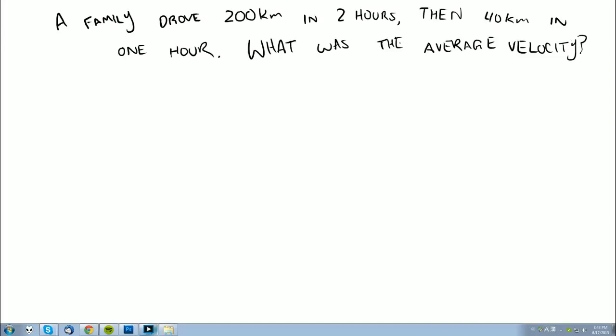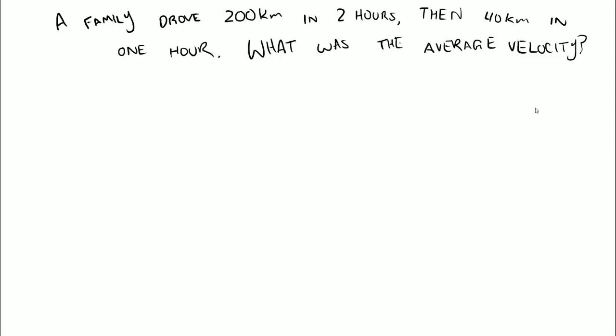Alright, here's an example of some more mathy word questions. A family drove 200 kilometers in 2 hours and then 40 kilometers in 1 hour. What is their average velocity for the trip? What we're talking about right here is really just one dimension.